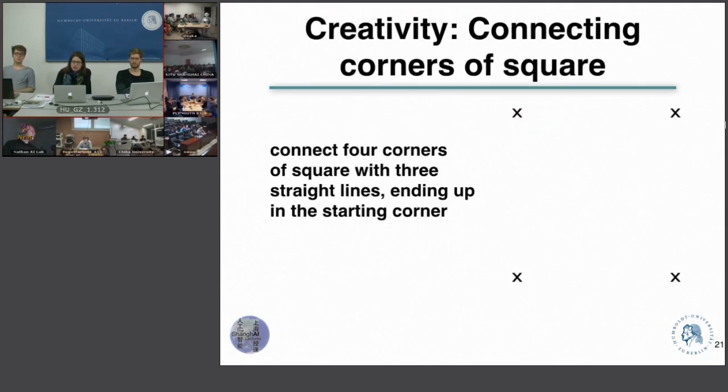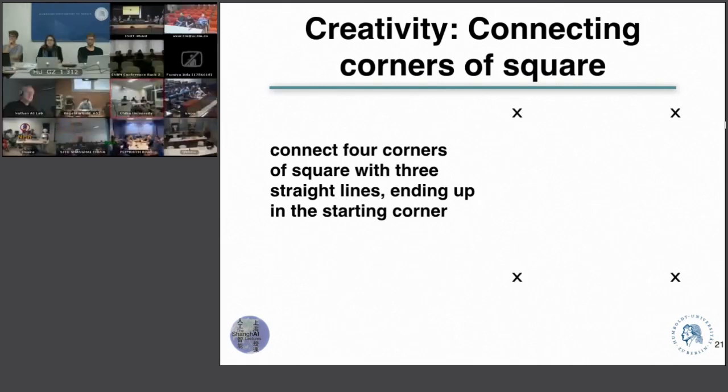And I think we already had a look at this example, but I'm not sure whether we had the answer here. So that's a short test on your creativity. Try to connect the four corners of the square with 3 straight lines, ending up in the starting corner. You're only allowed to use 3 straight lines. Anybody has an idea?